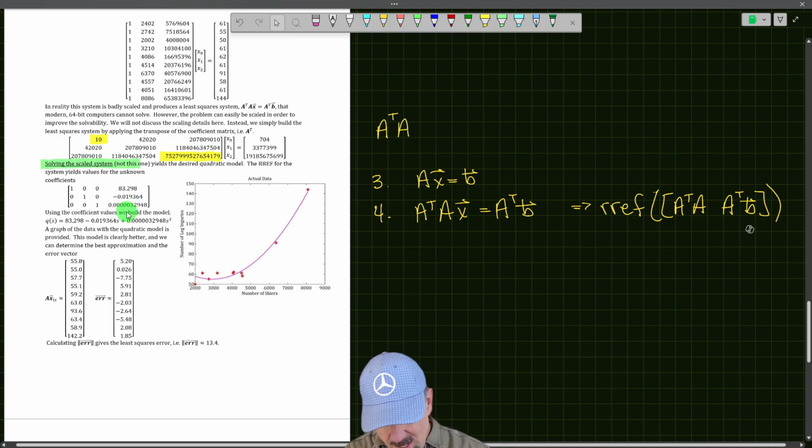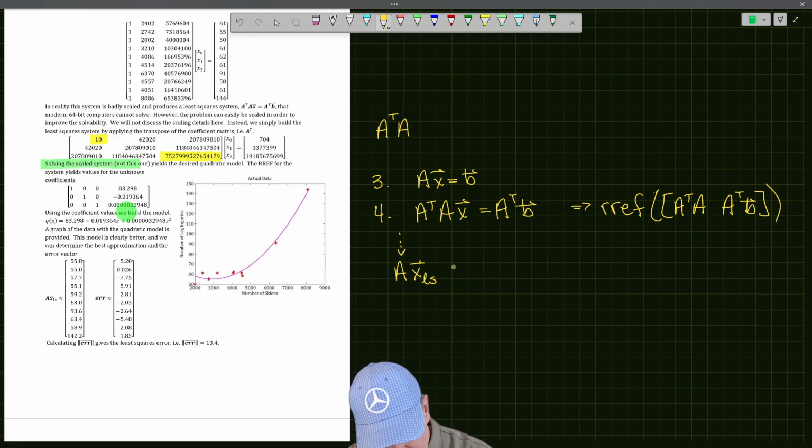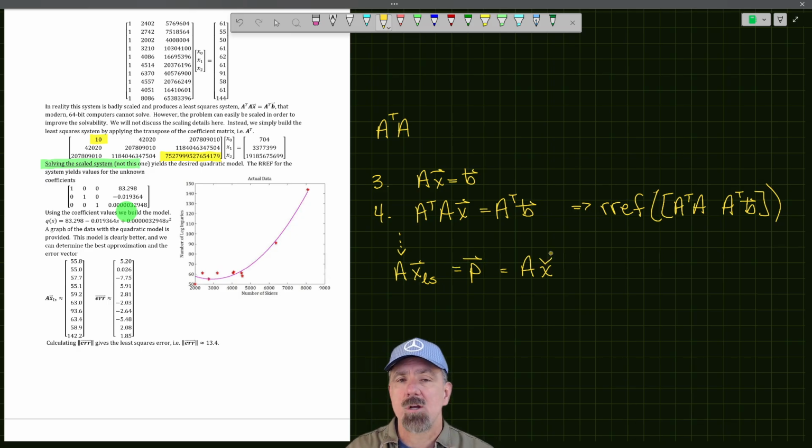Then now we just keep working through the steps, right? Our best solution is A times the least squares solution. This is the projection vector. This is the same thing that Strang calls AX hat, or we've been calling it X chevron. Right? That is our best approximation. That is the projection of B into the column space of A.